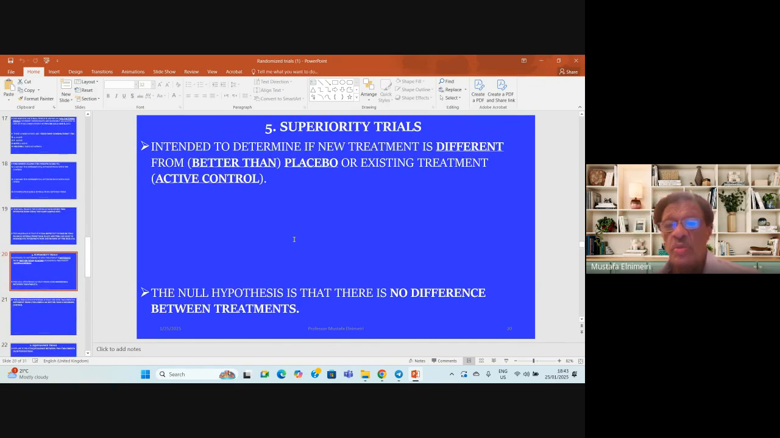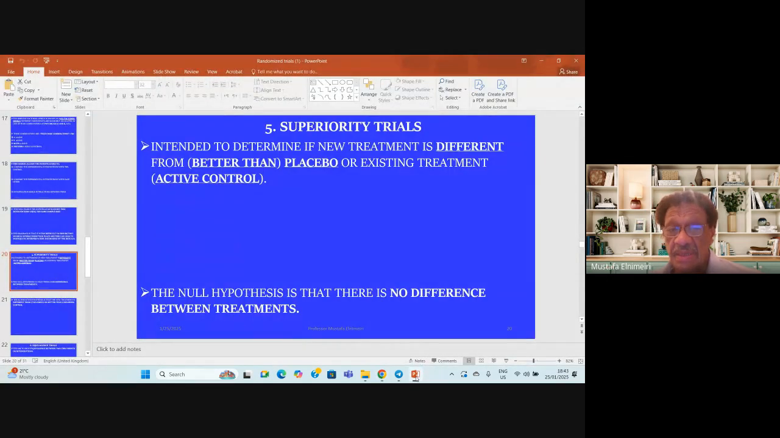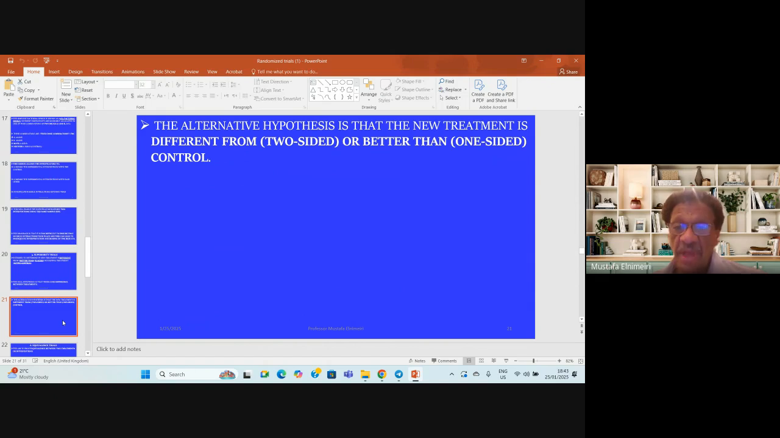We have also the superiority trials, which is the 5th type of the clinical trials. Here we usually intend to determine if a new treatment is different from or better than placebo or an existing treatment, an active control, for example. The null hypothesis is that there is no difference between the treatments. And the alternative hypothesis is that the new treatment is different from, if you are using a 2-sided design, or better than, if a 1-sided control is used.